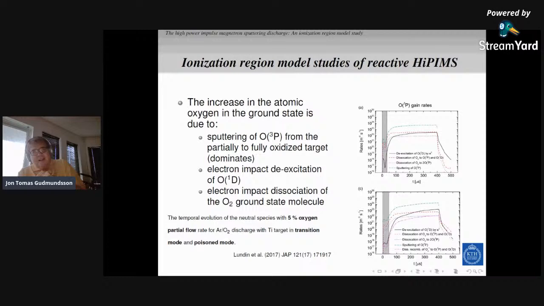We have explained the reason for the high dissociation fraction is that in the poison mode, and we actually here look at two cases, the upper graph is a transition mode. So it is where we have somewhere in between a fully poison target and a metal target. So we look at these two cases in these two graphs, and here we actually look at how the oxygen atoms are created. And it turns out that most of the oxygen atoms are created as they are sputtered off the target. So this is really the dominating contribution to the O atom. So most of the O atoms in a discharge with poison target are sputtered off the target. And this is actually a rather significant result.